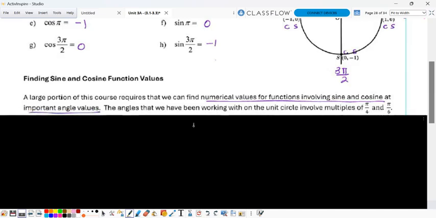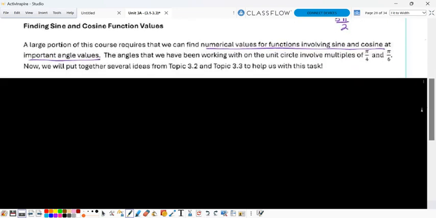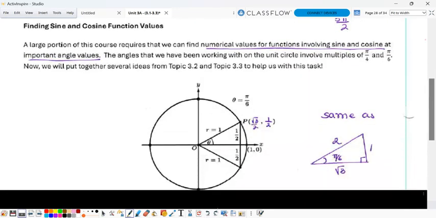So let's talk about sine and cosine of other numbers. A large portion of this course requires that we can find numerical values of functions involving sine and cosine at important angle values. Important means I call them special ones. Special numbers are always pi over 4, pi over 3, pi over 6, pi over 2. Basically 30, 60, 45 degrees. But we call them special angles, and they are multiples of those numbers on the unit circle. So how do we find values? Let's take a look at this circle here.